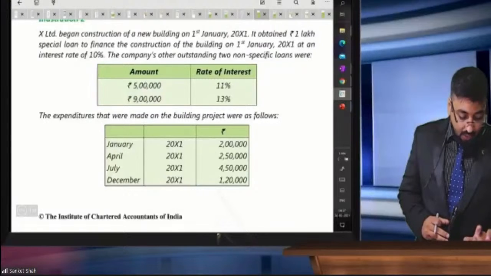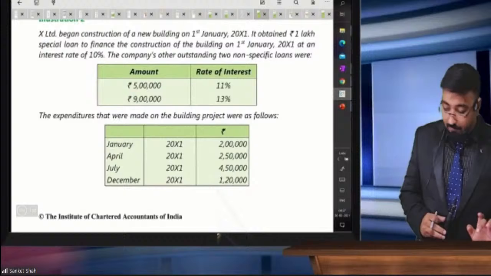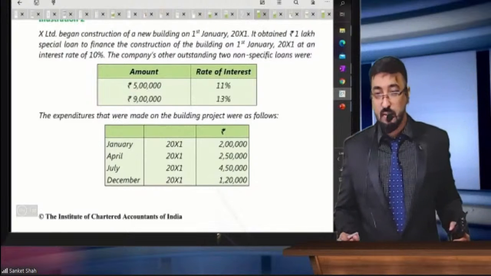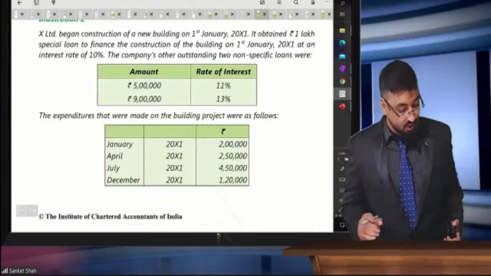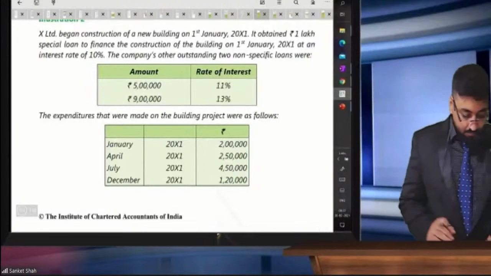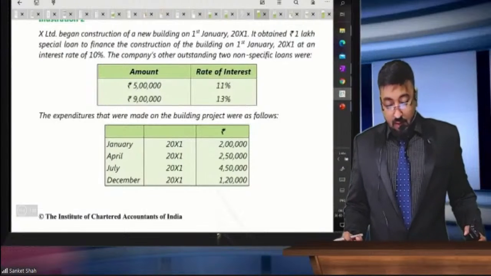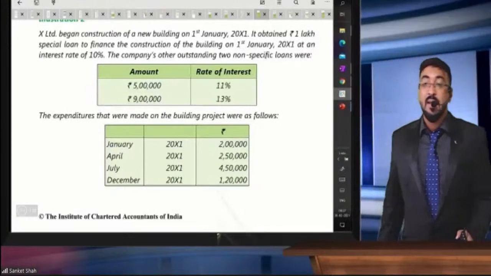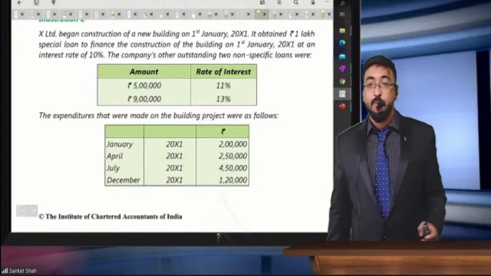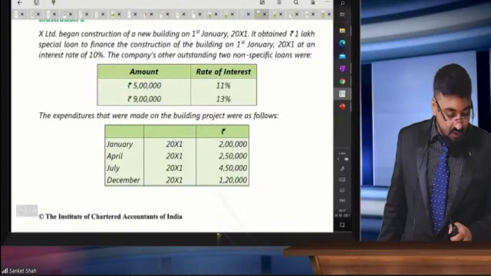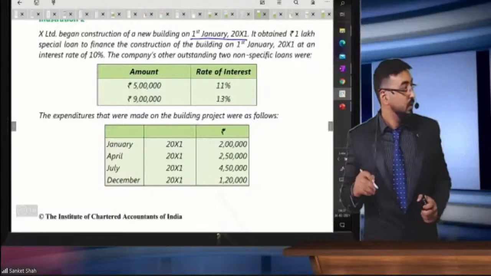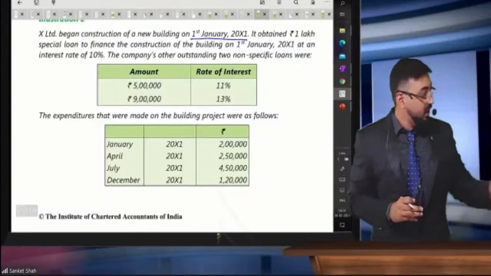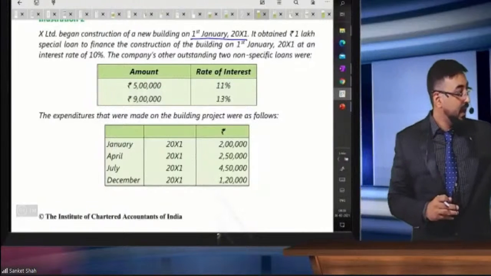Okay, so I will tell you, all of you have calculated this, but definitely how to present this answer step by step we are going to understand. So now let's start with the session. Once again, X Limited began a construction of new building on 1st January 2001. So on 1st January 2001, X Limited began a construction.